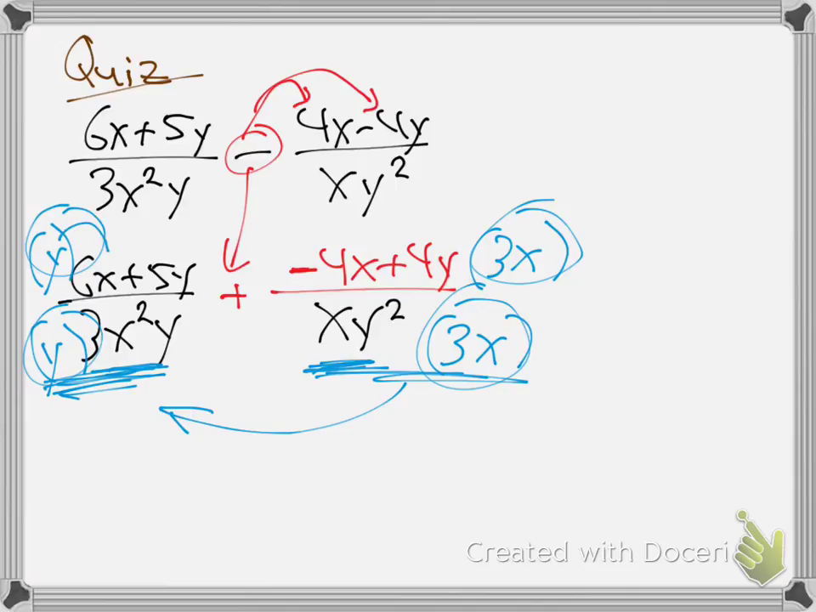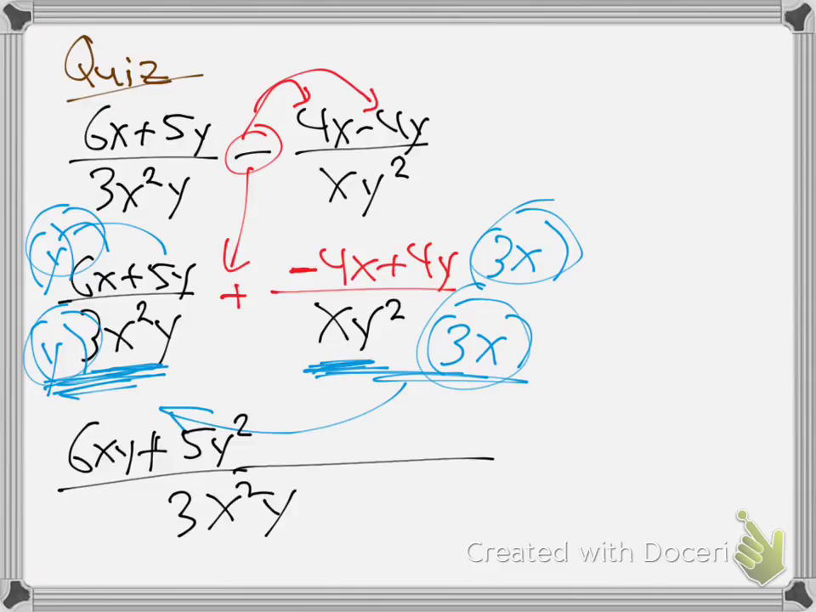Okay, so what do we got here? This y is going to go boom, boom, like that. And then I'm going to get what? 6xy plus 5y squared over, it's going to be the same common denominator. They're both going to be what? 3x squared y squared, aren't they? Both these denominators are common now. We made them the same.